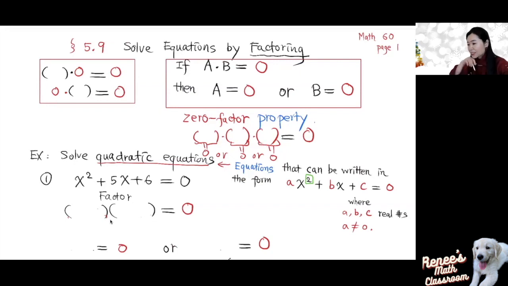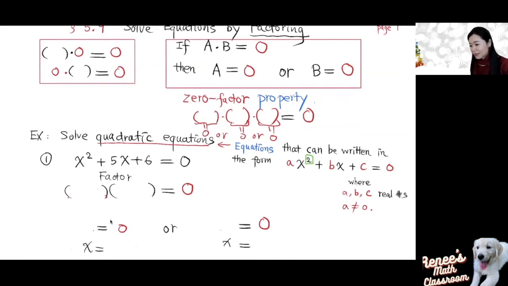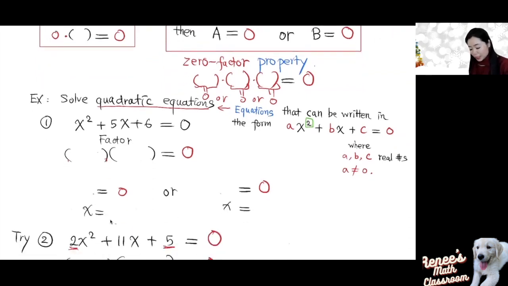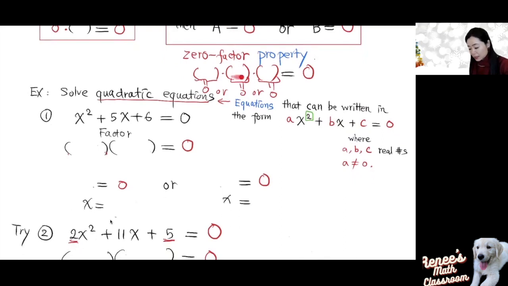So it's kind of like maybe in a crime scene, right? There are only two suspects in the scene, right? So maybe this guy did it, or this guy did it, or maybe both of them did it, right? So one of them has done it, okay? So one of them has to be 0. Okay, now we're going to use this zero factor property to solve quadratic equations.